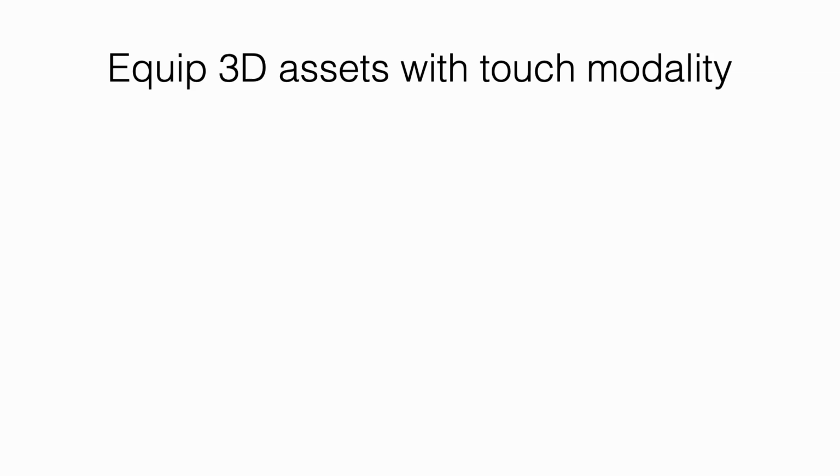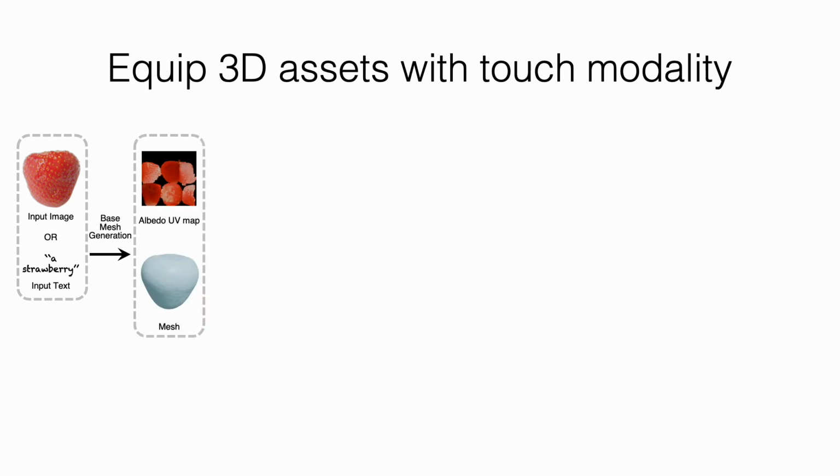How can we equip 3D assets with the additional touch modality? Given a text or image input, we first generate a base mesh with albedo map, using off-the-shelf methods like Wonder3D. To add tactile information, we synthesize a 2D tactile normal map from an exemplar tactile data.